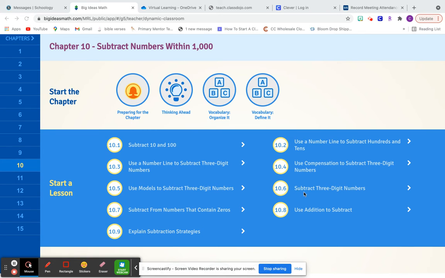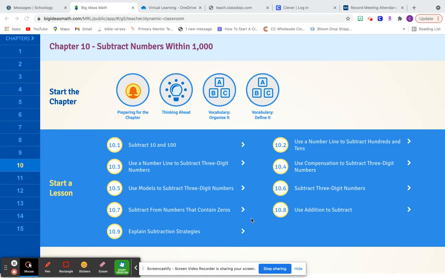Today, we're going to look at 10.6, subtracting three-digit numbers. We're going to start looking at that, and this will require us to regroup twice sometimes. This is a concept that's a little more complicated, and you will look more into it in third grade. But tomorrow, we're going to talk about subtracting numbers that contain zero, and using addition to subtract. We're just going to briefly look at using addition to subtract because sometimes that does help some of us with subtraction. So today we're looking at 10.6.